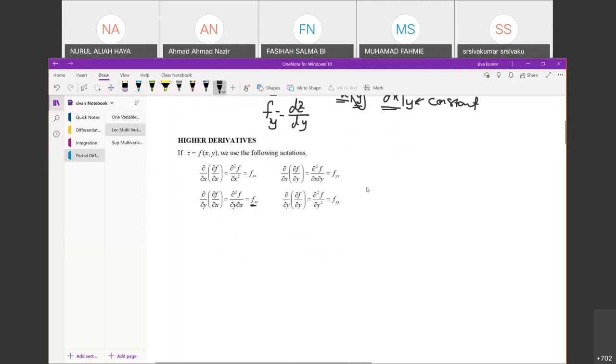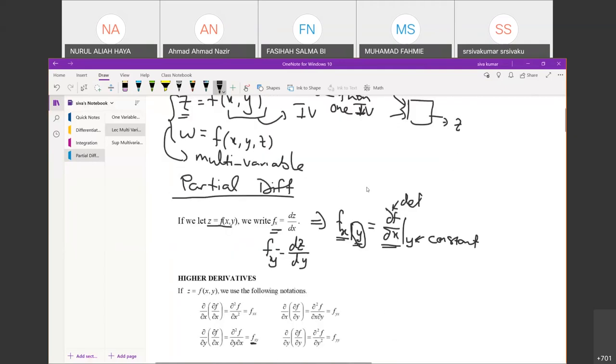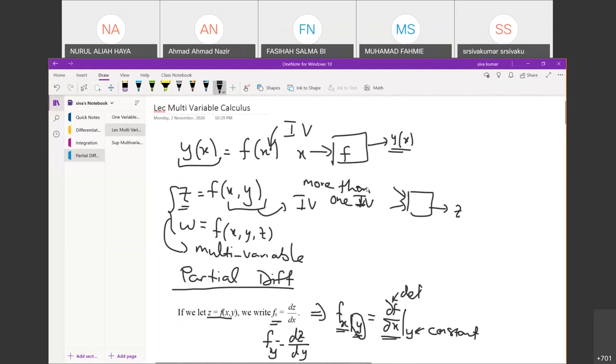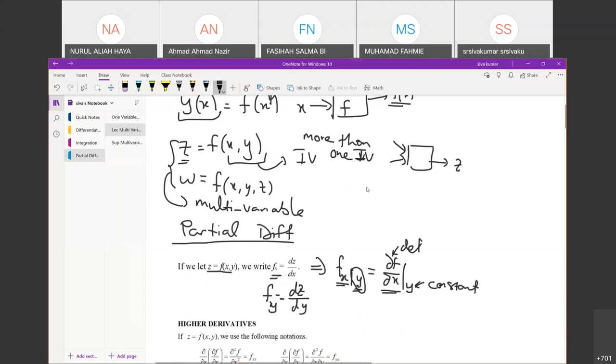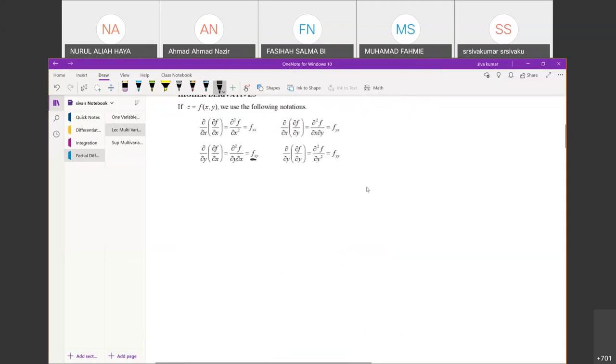Now, why are we learning this? Why are we learning partial differentiation and what is the significance of multivariable calculus in our practical life? Of course, we already learned. And how do we apply this in our life? I'll give you one scenario. I hope that you can understand this scenario. You see, in one variable calculus, I'll write this. One variable calculus.